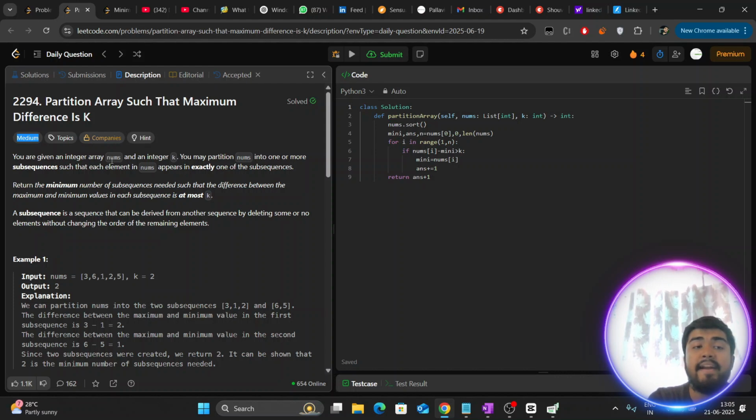You are given an integer array nums and an integer k. We can partition nums into one or more subsequences such that each element in nums appears in exactly one of the subsequences. So every number should appear in one of the partitions. It should not occur in multiple partitions. That is not allowed. Return the minimum number of subsequences needed such that the difference between the maximum and the minimum values in each subsequence is at most k.